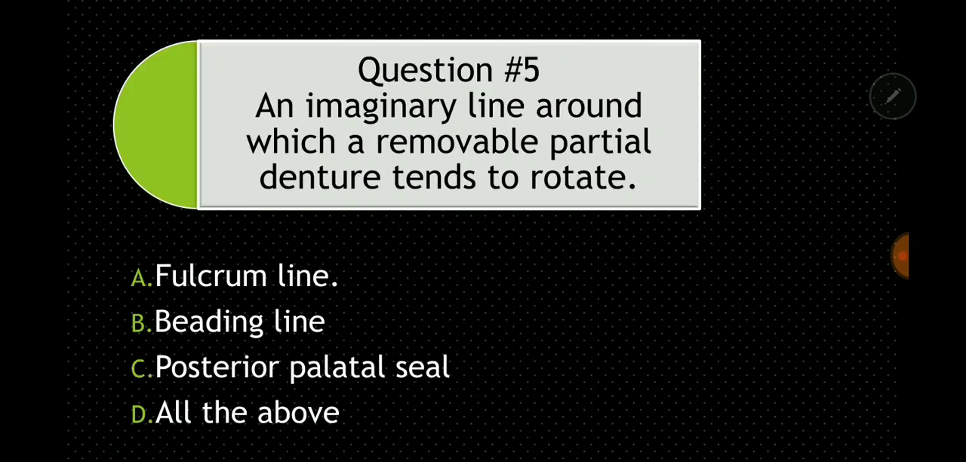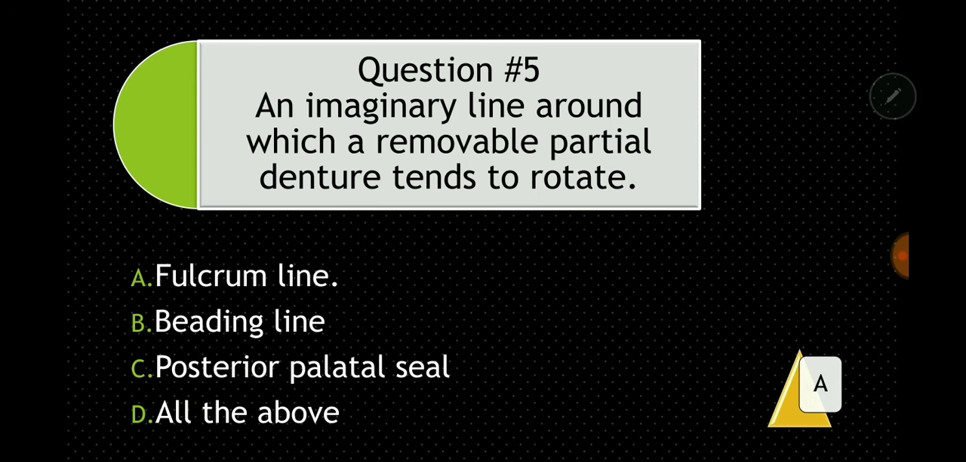All right. So question number 5. An imaginary line around which a removable partial denture tends to rotate is called what? Is it A, a fulcrum line, B, a beading line, C, a posterior palatal seal, or D, none of the above? If you say the fulcrum line, you're correct. So the answer is a fulcrum line.